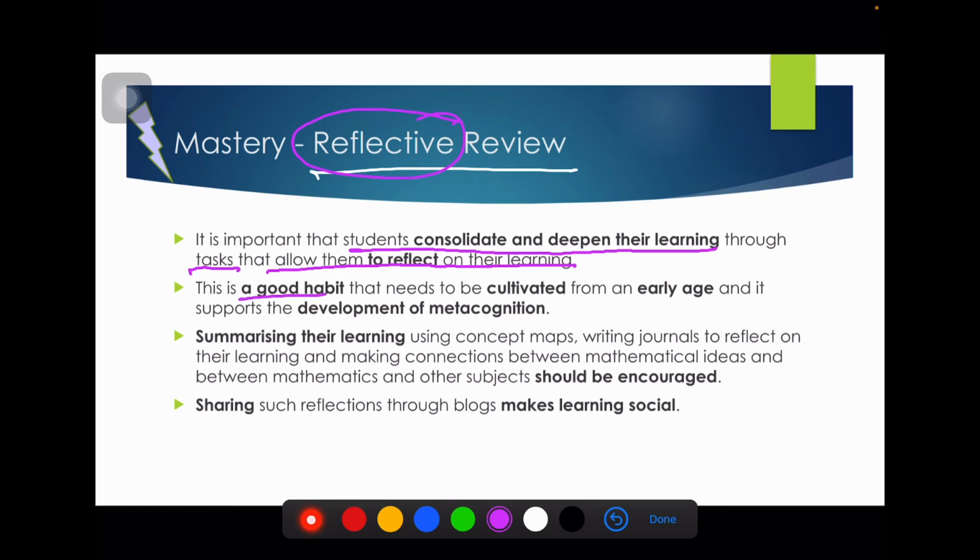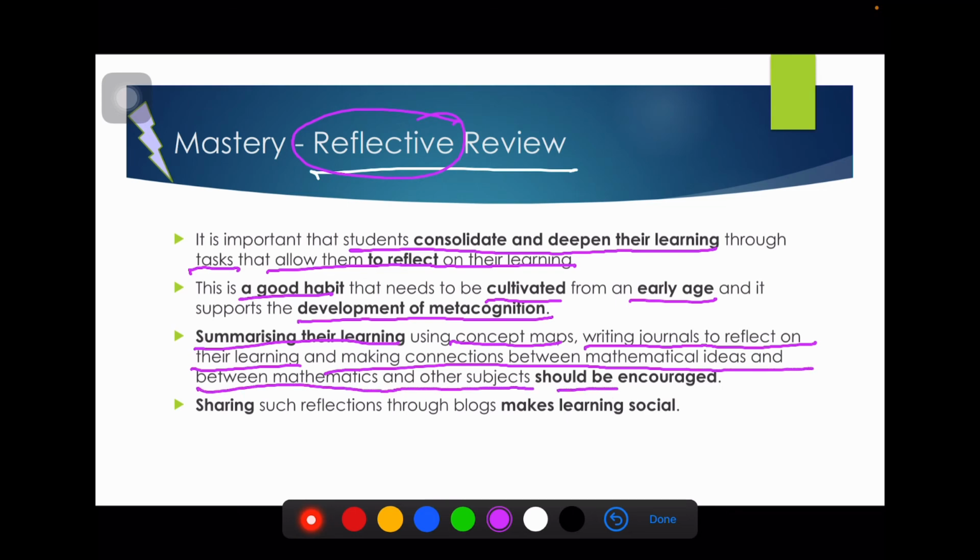This is a good habit that needs to be cultivated from an early age, and it supports the development of metacognition. Summarizing their learning using concept maps or mind maps, writing journals to reflect on their learning, and making connections between mathematical ideas and between mathematics and other subjects should be encouraged. For example, I did ask you to do an exit slip. This is a form of reflection.